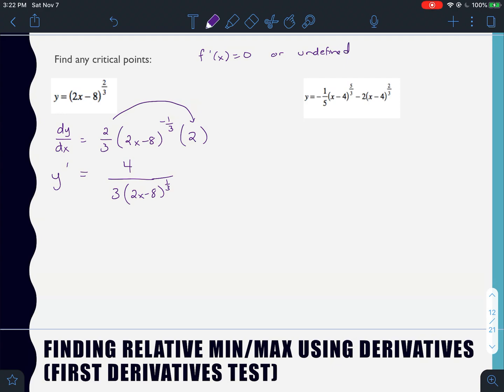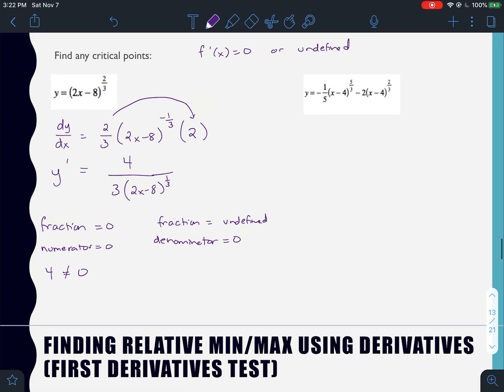So I want to know where the derivative is either equal to 0 or undefined. Well, if you want a fraction to equal 0, you need the numerator to equal 0. In this case, my numerator is 4. Where does 4 equal 0? It never equals 0, so my derivative is never going to be 0. For a fraction to be undefined, you need the denominator to equal 0. So we want to know when the denominator of this expression is going to equal 0.